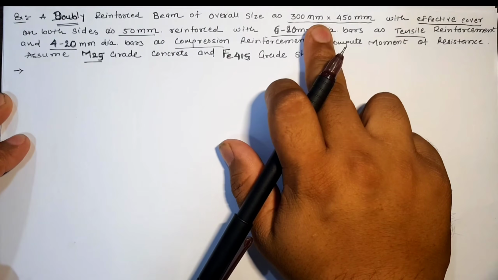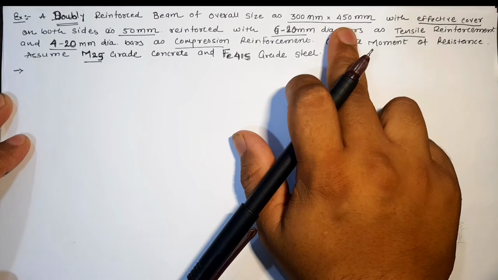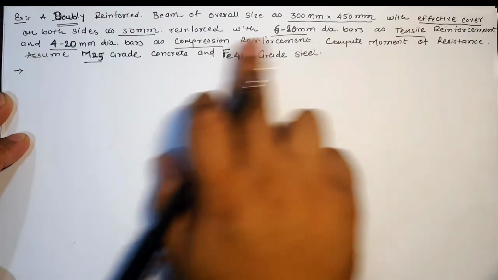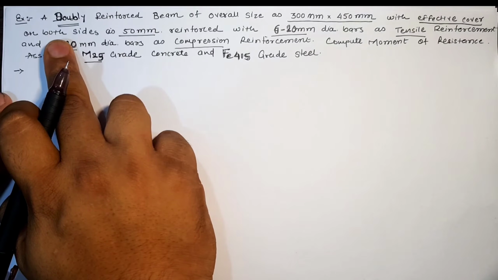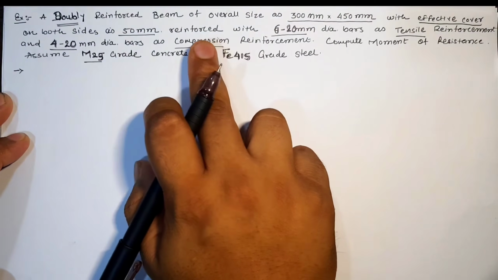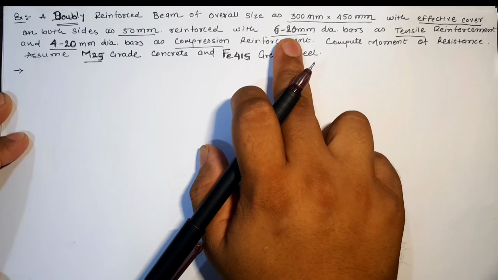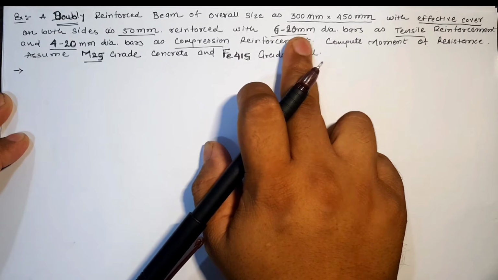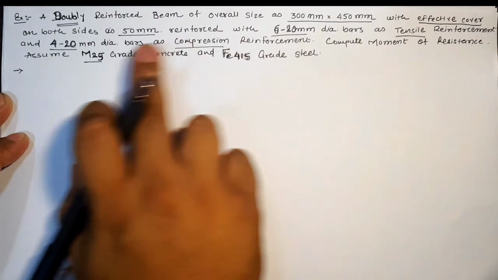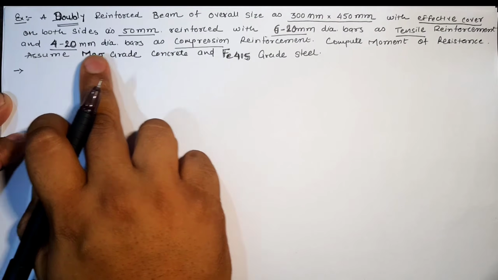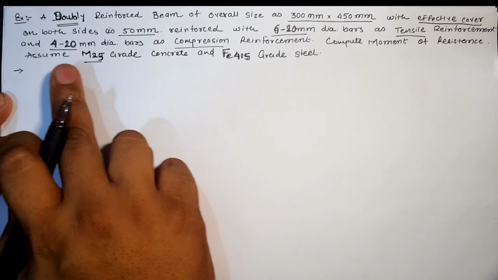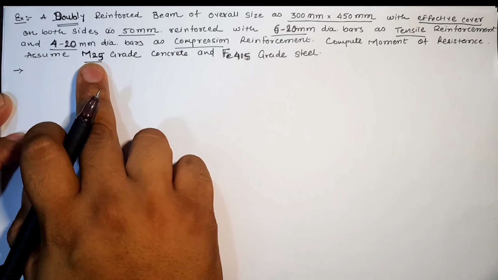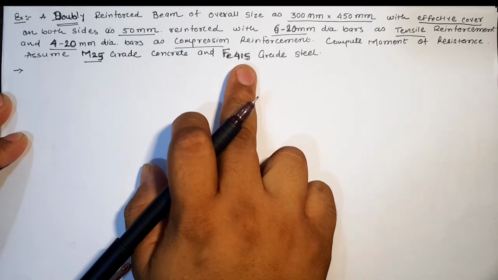Today we are going to learn about calculation of moment of resistance for a given doubly reinforced beam of overall size 300 mm by 450 mm, and effective cover is given as 50 mm on both sides. It means on the tension side as well as the compression side. The reinforcement data is given as 6 numbers of 20 mm dia bar as tensile reinforcement and 4 numbers of 20 mm dia bar as compression reinforcement. Also, we are given the grade of concrete as M25 and grade of steel as Fe415.